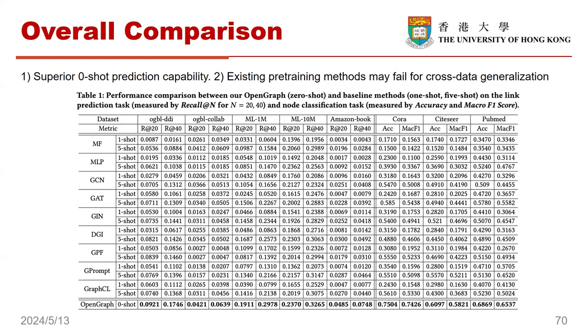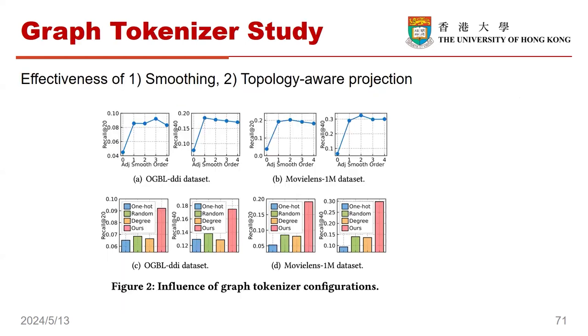And we can observe, firstly, superior zero-shot prediction capabilities of our OpenGraph framework. And secondly, we can see that some of the existing pre-training methods may even fail for cross-data generalization. We ascribe these results to that it is really very difficult to transfer from one dataset to another dataset for these existing methods. So the second experiment is to study the effectiveness of the graph tokenizer.